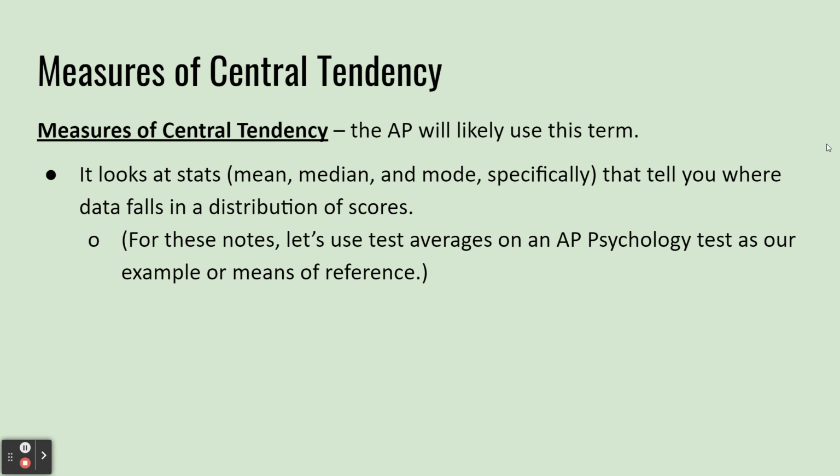So, the first term we're going to talk about is something called measures of central tendency. The AP exam will likely use this term. It talks about stats, so the mean, median, and mode specifically. And that describes where the data falls in a distribution of scores. So for these notes, we're generally going to use test averages on an AP Psychology test as our example or means of reference.